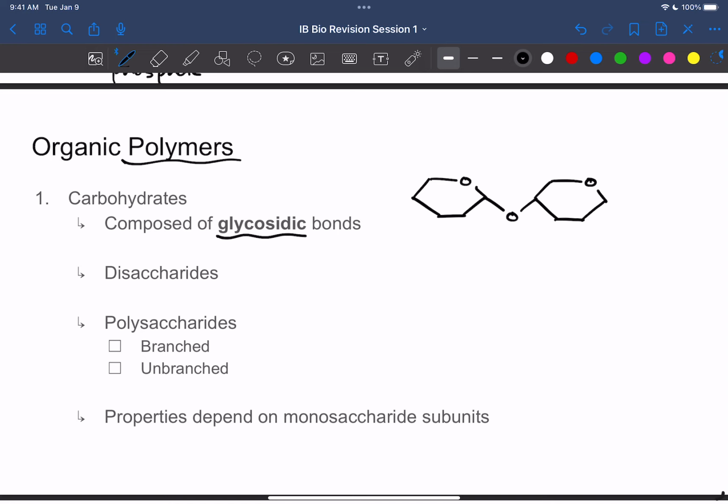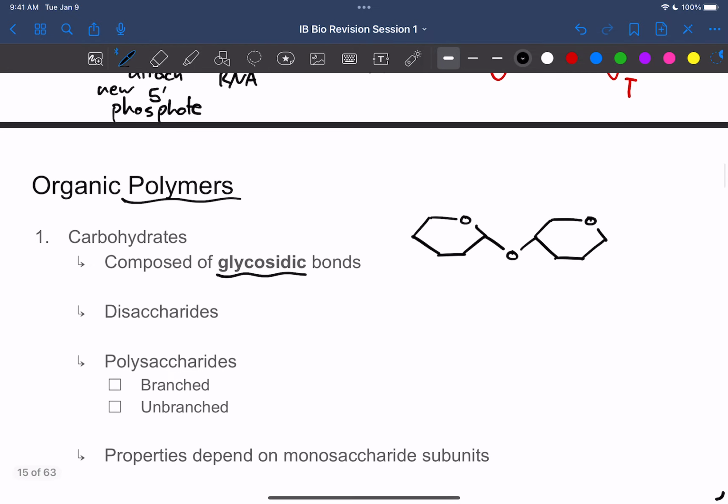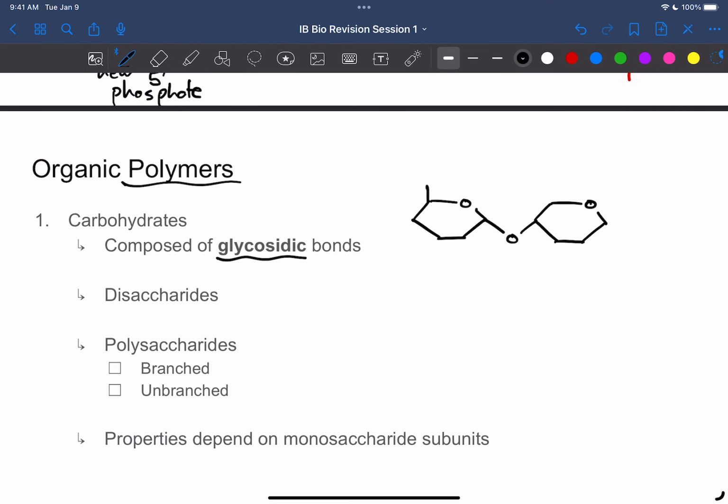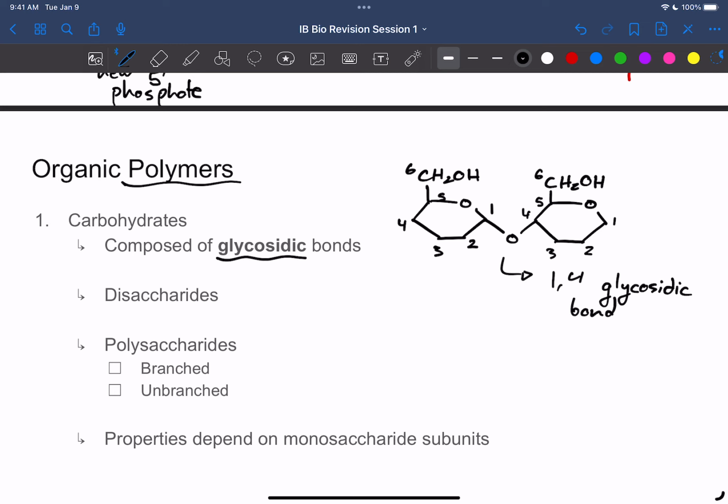I'll cover this later, but the numbering for sugars goes 1, 2, 3, 4, 5, and 6. It always starts at the right of the oxygen. And if we follow the same pattern here, this is an example of a 1,4 glycosidic bond. We'll get more into this later, but that's kind of what it looks like.